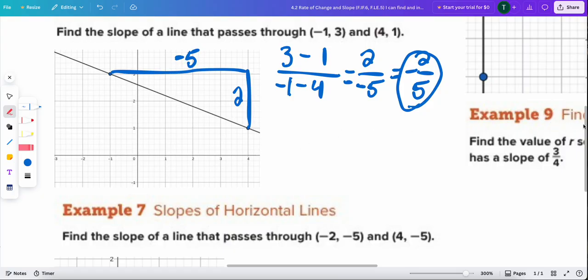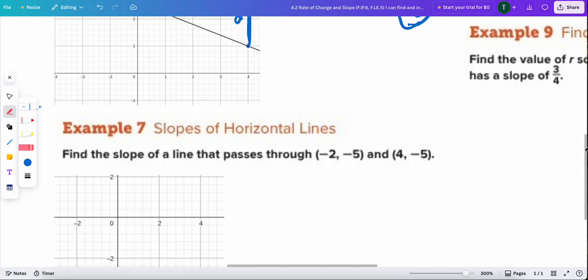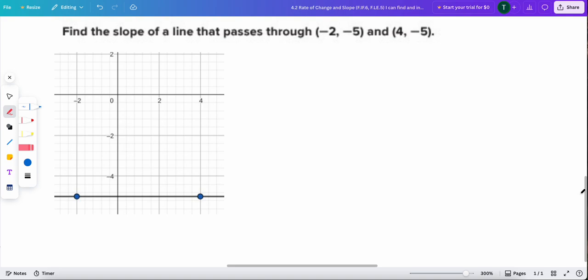Horizontal lines. So for a horizontal line, I'm going to show you the formula method and the counting. If I put -5 first, they both have a y of -5, so it technically doesn't matter which x I put first. So -2 minus 4.